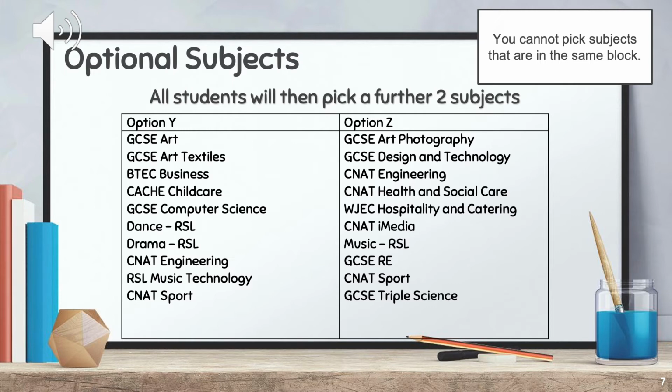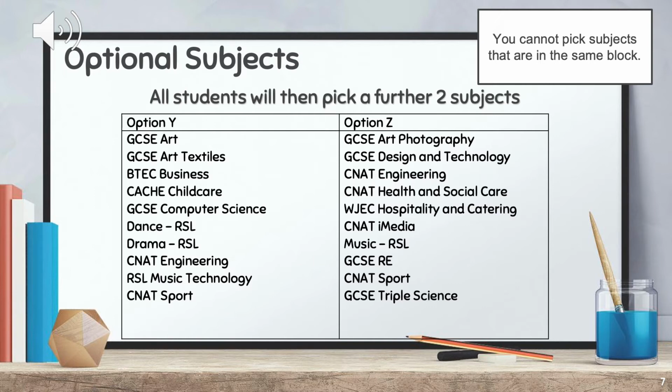So from the option Y block, students can pick one subject from the following list: GCSE Art, GCSE Art Textiles, BTEC Business, Childcare, Computer Science, Dance, Drama, Engineering, Music Technology and Sport.